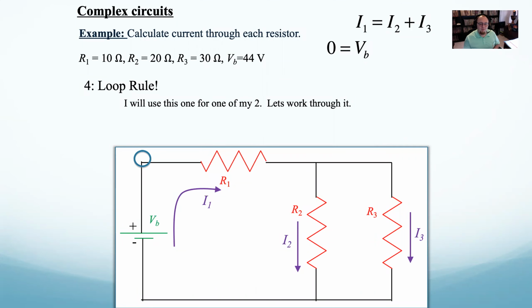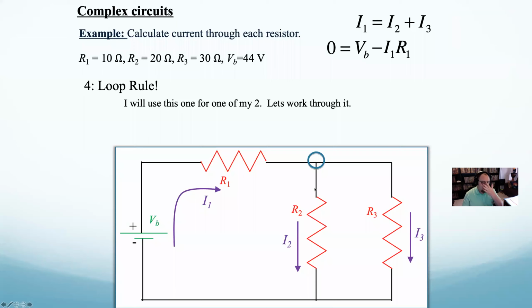I then go across here. I pass the resistor in the same direction of the current. Now note, the battery doesn't care what direction your current is. The battery cares if I'm going from negative to positive. The battery I pass going from negative to positive, we're good. The resistor I pass with the current. When you pass the resistor with the current, you then subtract.